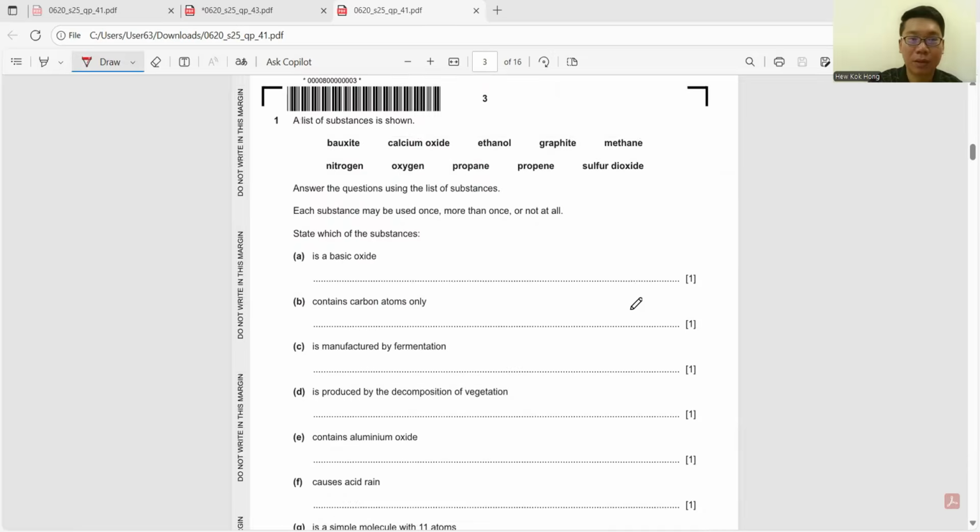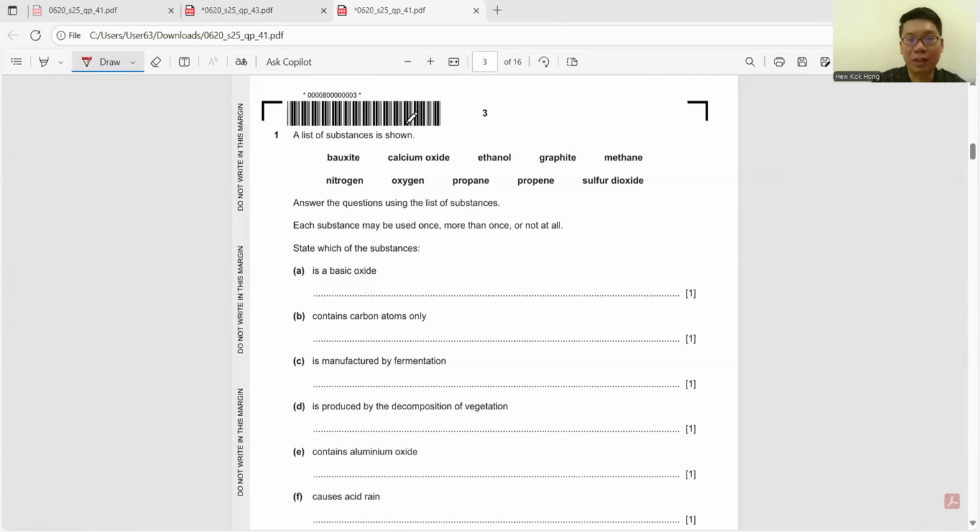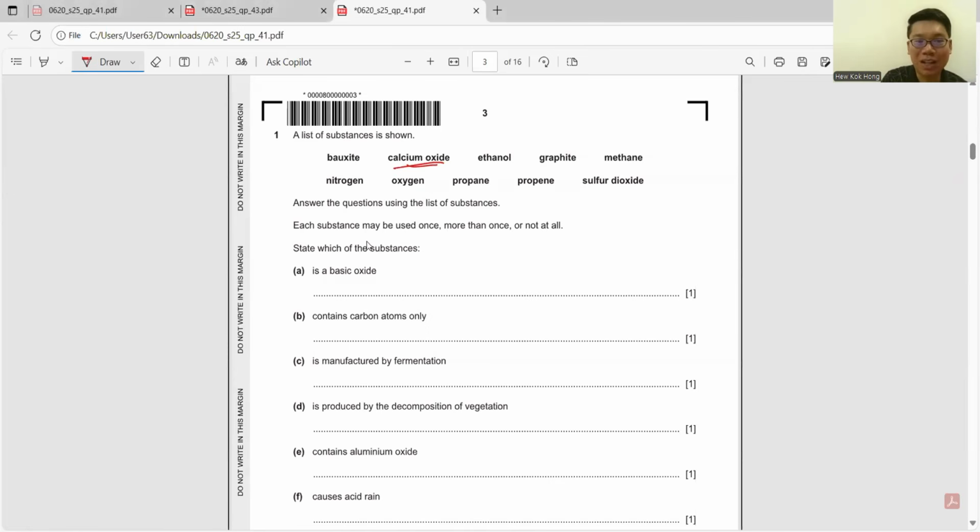Let's go. Question 1. A list of substances is shown here. Then answer the question using the list of substances. State which of the substances is a basic oxide. We know it must come from group 1 or group 2. So here is a group 2 oxide, calcium oxide. Next, contains carbon atoms only is graphite.